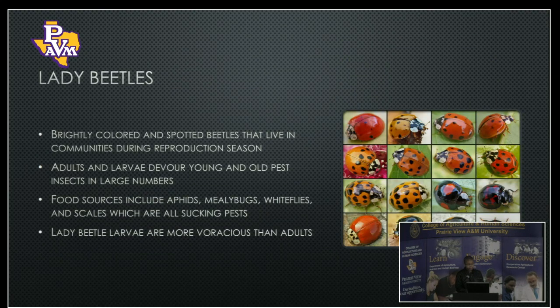All right, so lady beetles. Lady beetles are going to be the primary predator for aphids. Both the adults and the larvae will feed on aphids, and in fact, the larvae will feed on them even more voraciously. A single lady beetle can ingest around 5,000 aphids in its entire life cycle.